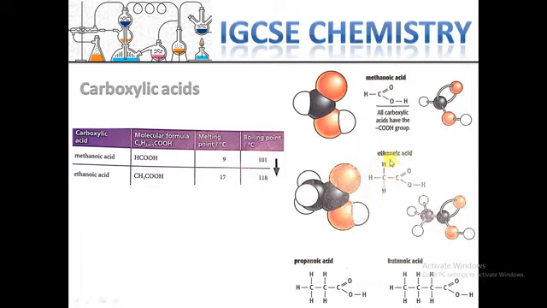The second one is ethanoic acid. We will have one more carbon, and after that we have propanoic acid, with two extra carbons, and butanoic acid, where we will have three more carbons, totally four carbon atoms. That's why we say butanoic, because it comes from butane.